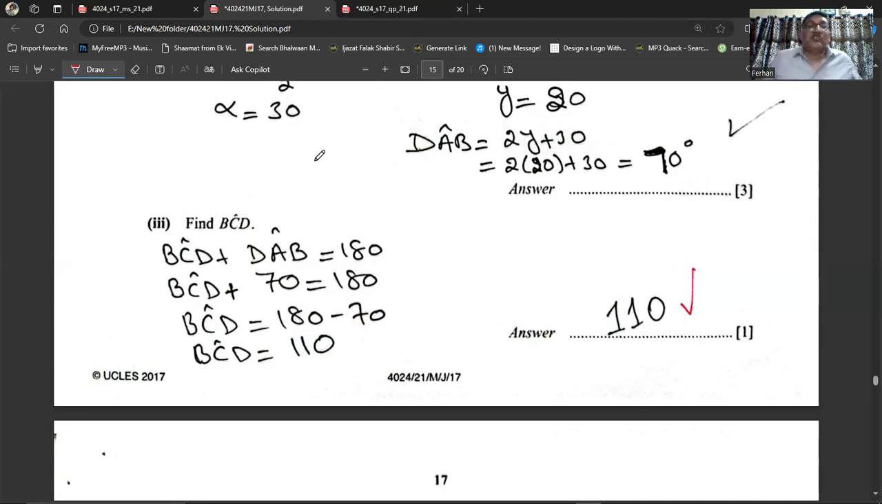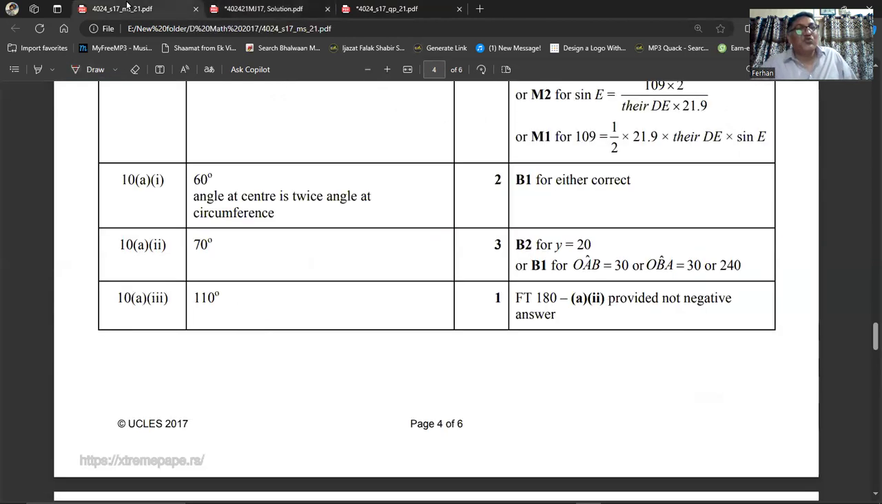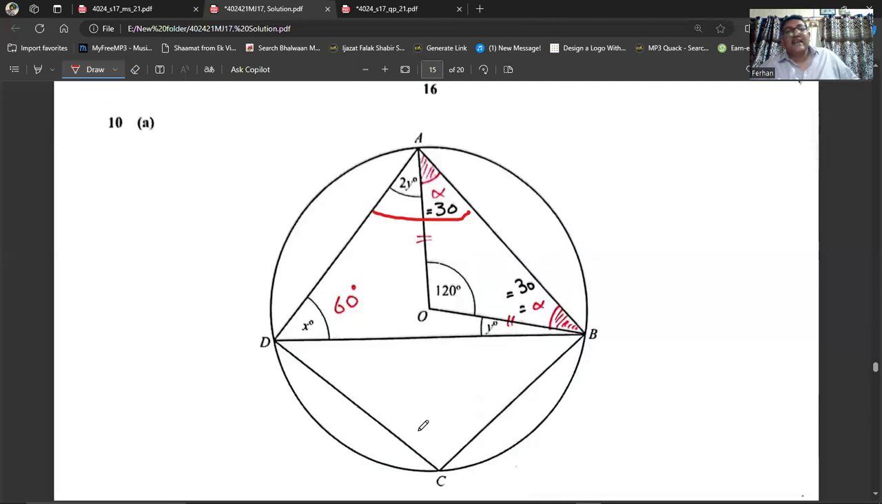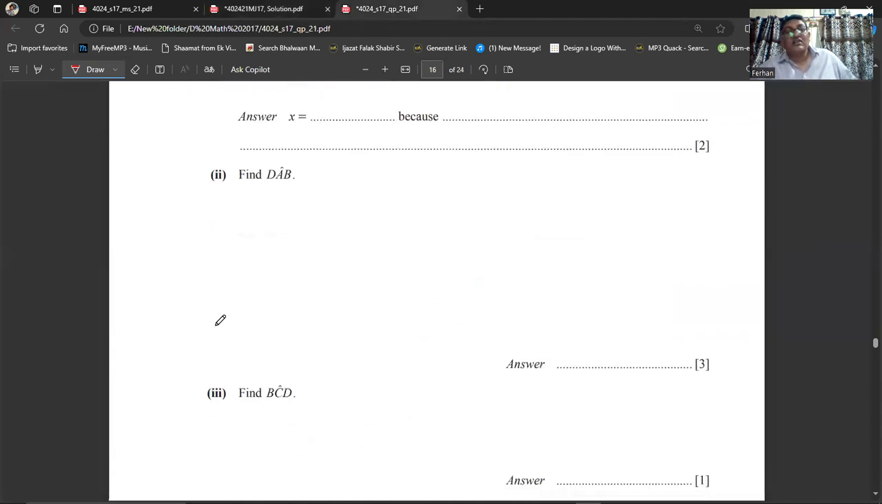So BCD plus 70 equals 180. So BCD will be equal to 180 minus 70. The BCD angle will be 110. 110 is the right answer, sir. This is how this is done. You can see this angle and this angle, they are angles in the opposite segment. You call it a cyclic quadrilateral.